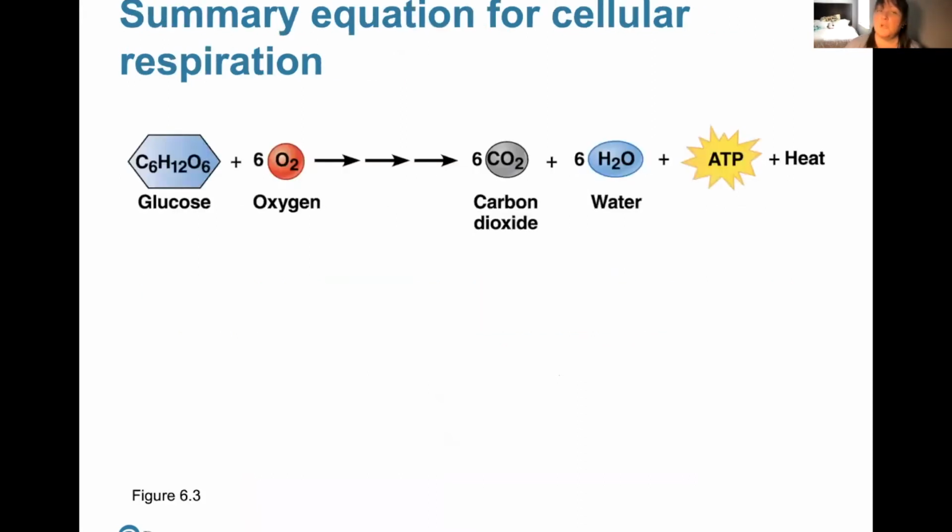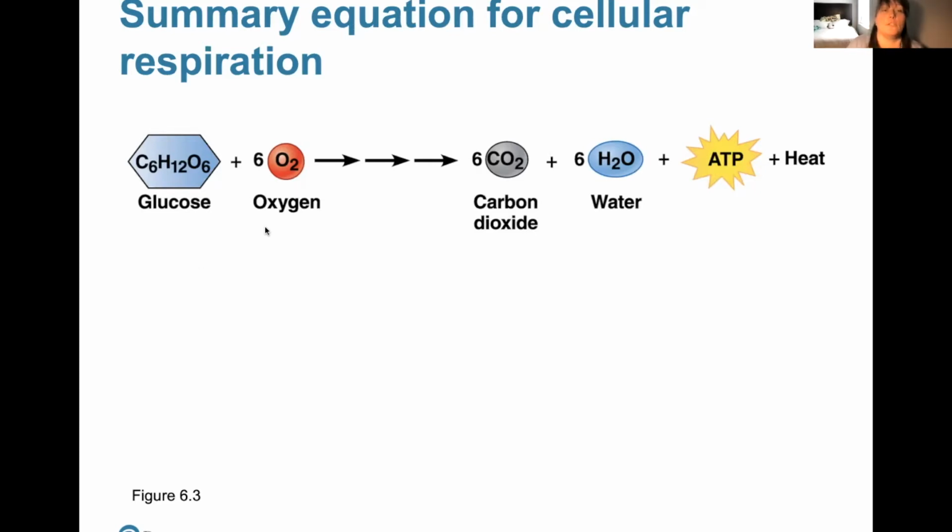Okay, equation. Again, we have glucose, which is C6H12O6. I would learn that one because you'll need that for the photosynthesis one. Plus oxygen will give us carbon dioxide, water, energy, and heat. Now notice we have numbers on some of these, and I tell you this just in case you end up having to write this for a test.